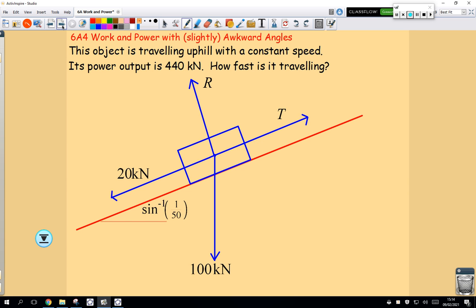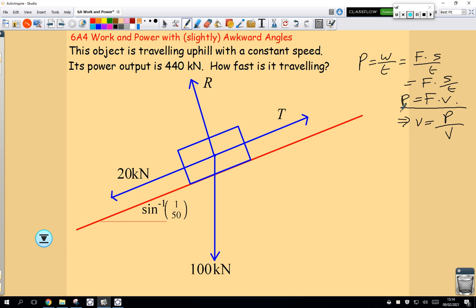Well, power, let's think about this for a second. Power is defined as work done over time taken, but work done is defined as force by displacement. So we've got force by displacement over time, which is force times the velocity. So the velocity can be calculated using the equation V is equal to P divided by F, the force. So the velocity of this object is going to be the power divided by the force.